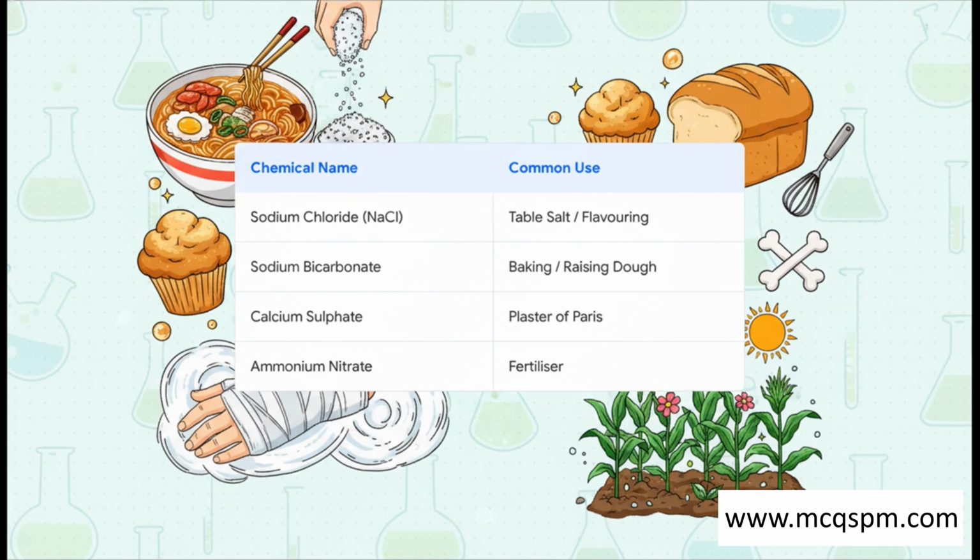Sodium chloride, that's just table salt. Sodium bicarbonate, that's the baking soda that makes your cakes fluffy. Calcium sulfate is the plaster of Paris they used to set broken bones in the hospital. And ammonium nitrate is a super important fertilizer that helps grow the food we eat. Salts are literally fundamental to modern life.